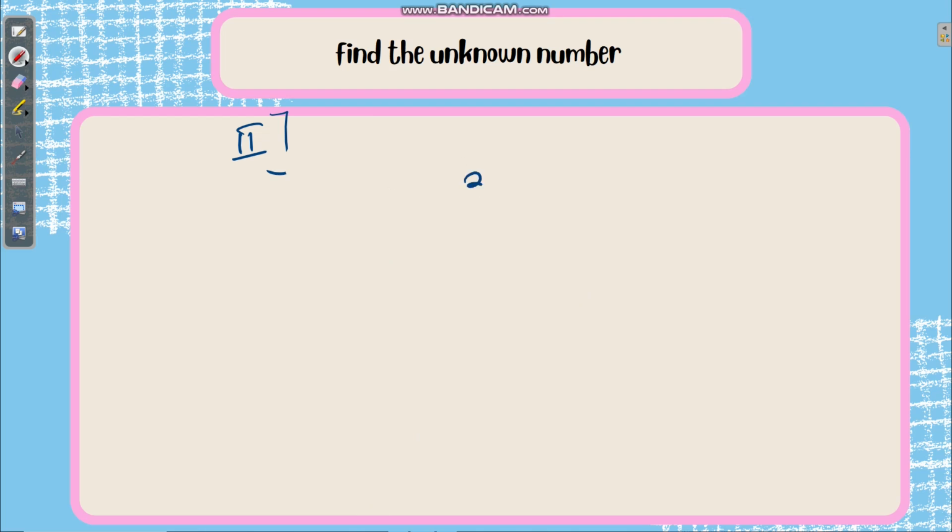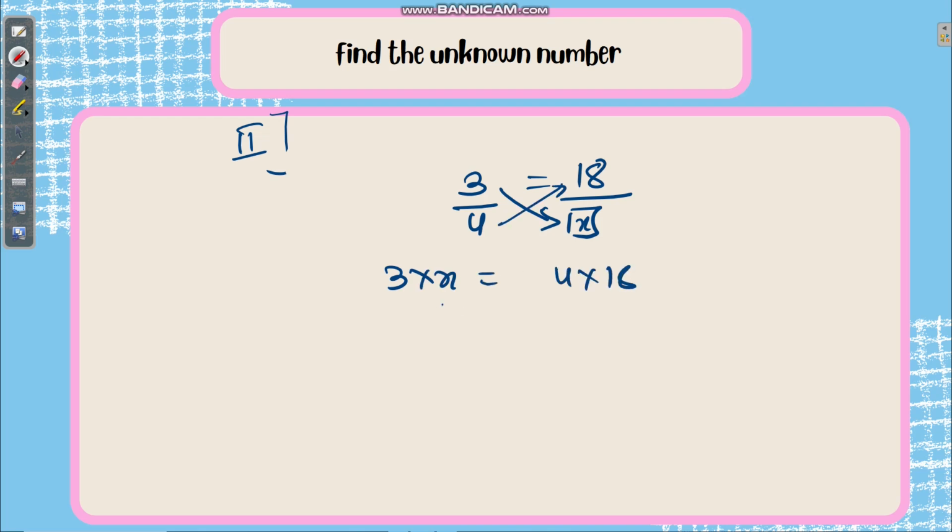Let's take 3 upon 4 is equal to 18 upon blank. Now use cross multiplication. This is x, so 3 into x is equal to 4 into 18. I want to find x, so I'll take this 3 to that side. When it goes to that side, it will become division. So 4 into 18 upon 3.